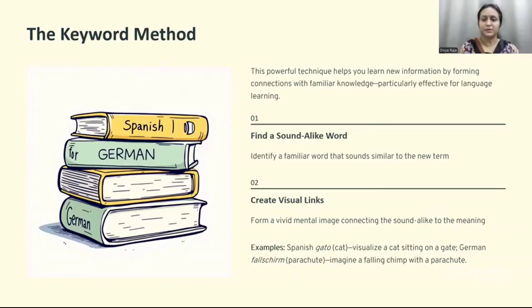First thing, it's a two-step process. So first step is finding a sound-alike word, finding a similar word. For example, in Spanish, gato means cat. Find a similar word in whichever language you're familiar with. For example, I'm familiar with English. So gato, similar to gate in English. That is the first step. And then the second step is creating visual links. So imagine a cat sitting on a gate. So this is how keyword method works.